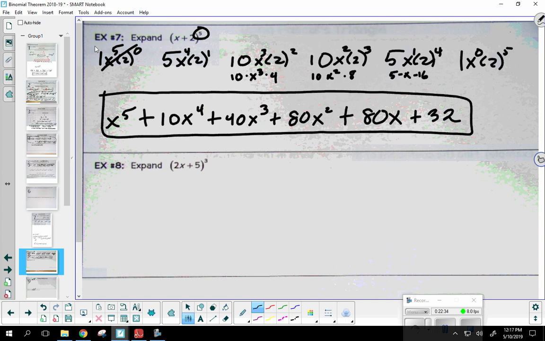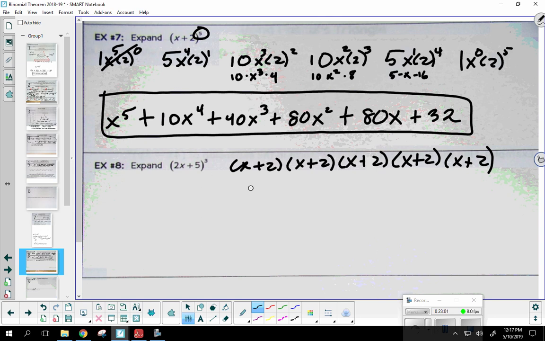Again, remember, it makes it so much easier to expand these instead of the old-fashioned way where you'd have to say x plus 2, x plus 2, x plus 2, x plus 2, x plus 2. Can you imagine if you're trying to do one of those to the 10th or the 11th? That would take a long time by hand, but this drastically cuts down the time and the amount of work you have to do.